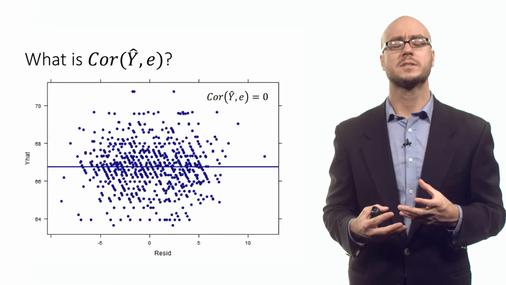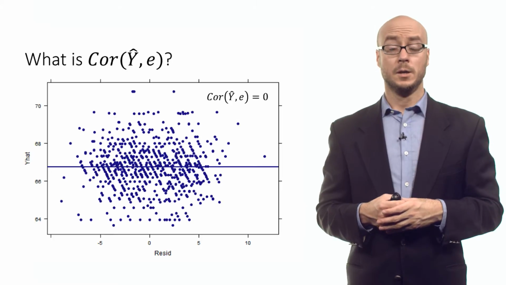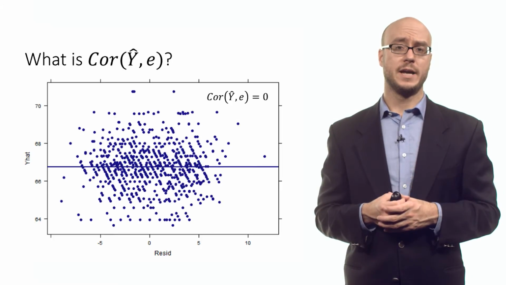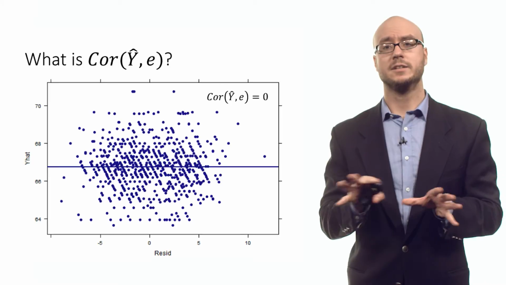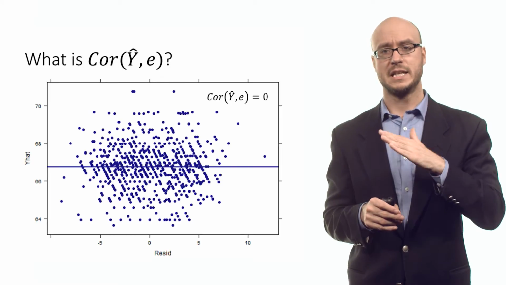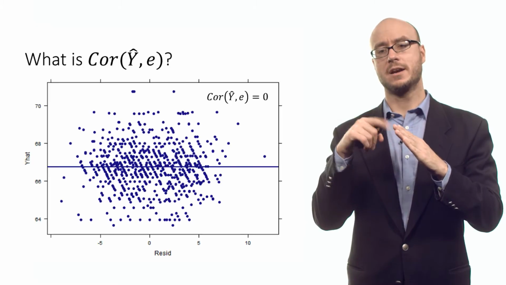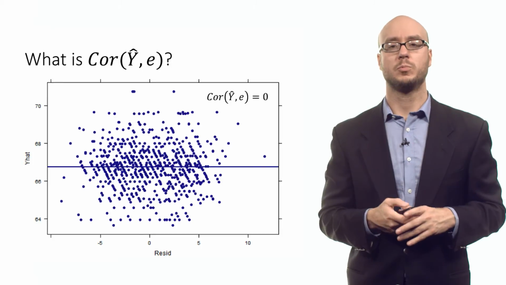As a consequence of minimizing the sum of squared errors, we find that the correlation between the y-hat and the errors, or residuals, is 0. So the fitted values on that line and those residuals, those errors, have no relationship whatsoever.